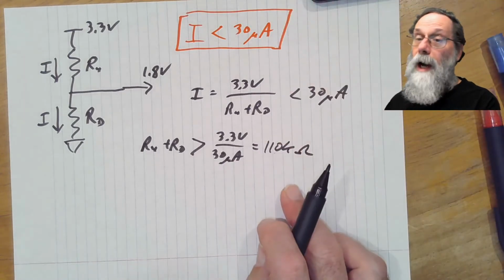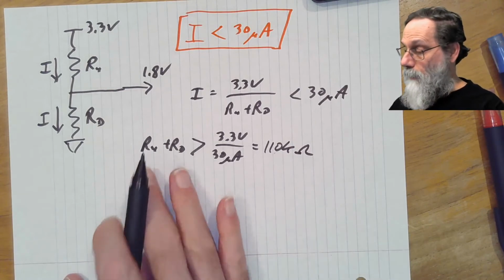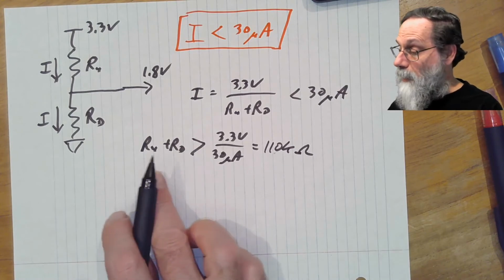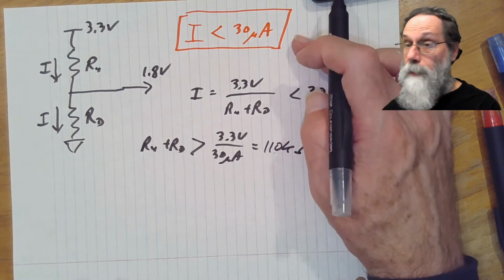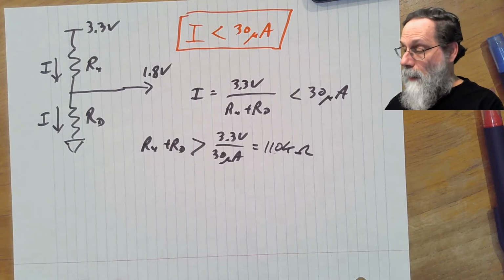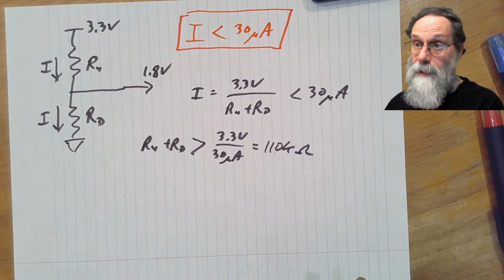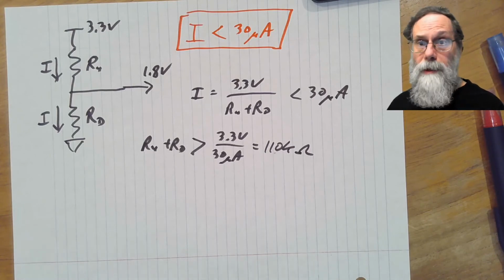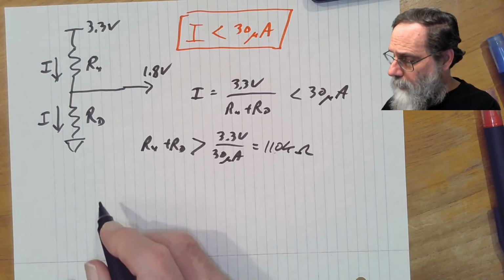Okay, so I need at least 110 kiloohms for the sum of these two resistors. And larger would probably be better because that would reduce the amount of current we're taking. Okay, that tells us roughly how big they are, but it doesn't tell us how big is RU, how big is RD. So let's look at what we know about I.